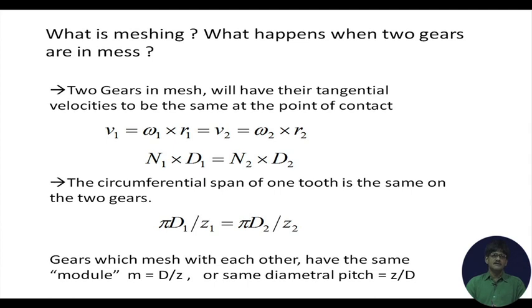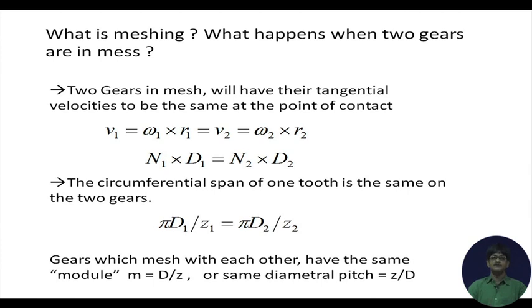For the time being, just kindly accept that it is somewhere in between the outer and the root diameter of the gear teeth. So, pitch diameter divided by number of teeth. Z1 is defined as the number of teeth on gear number 1. So, this is the circumferential span of a tooth on gear 1. This is equal to the circumferential span of one tooth on gear number 2.